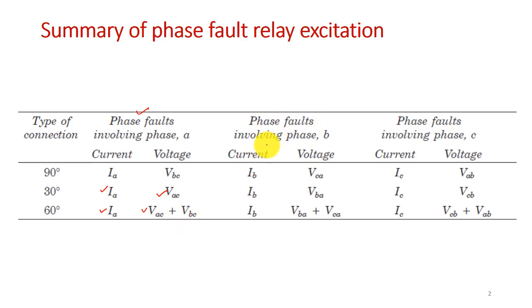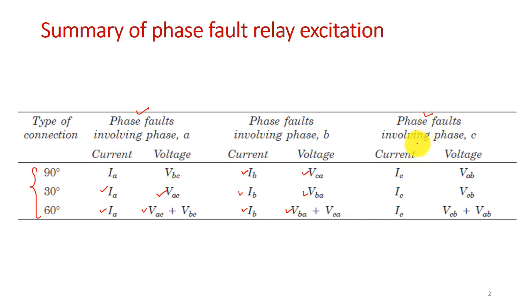Similarly, for the phase faults involving phase B, we have the 90-degree connection, 30-degree connection, and 60-degree connection. Why we call these 90-degree, 30-degree, 60-degree, we already discussed in the last class. So for phase faults involving phase B, we have current IB and VCA, because they are making 90 degrees with each other. VCA is lagging 90 degrees to IB. Similarly, for the 30-degree connection we choose IB and VBA. For the 60-degree connection, IB and VBA plus VCA.